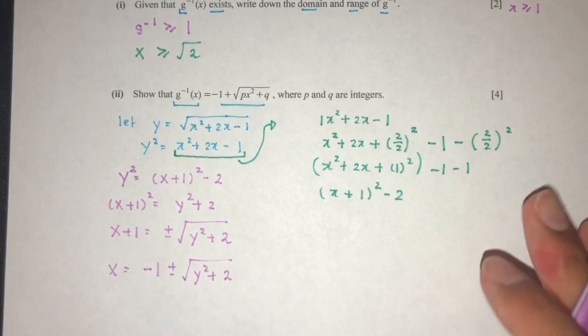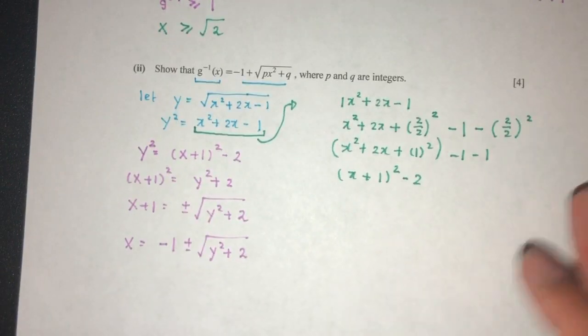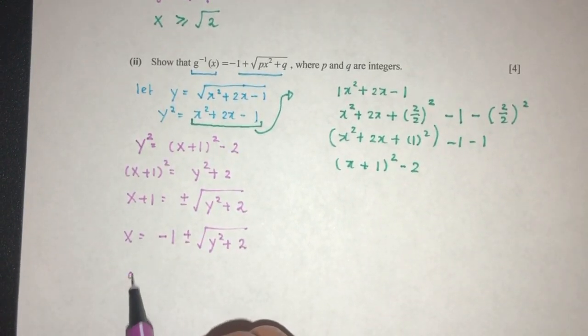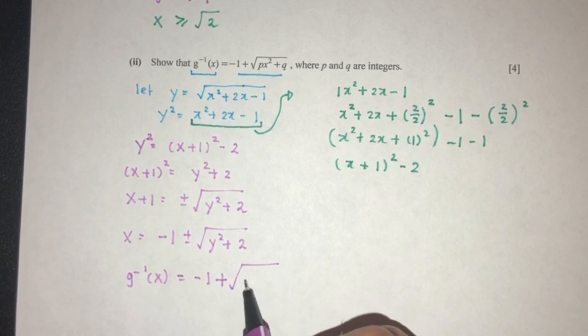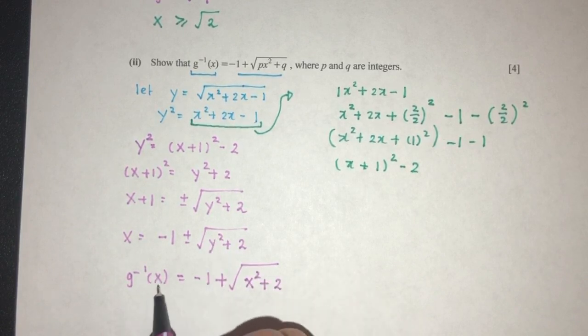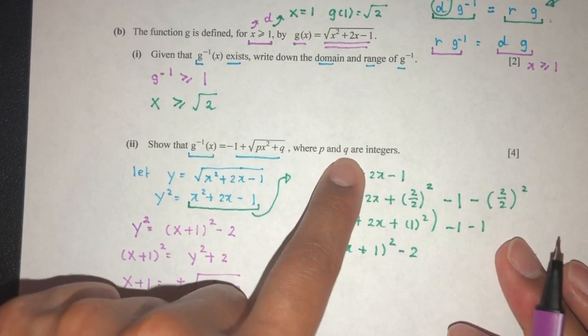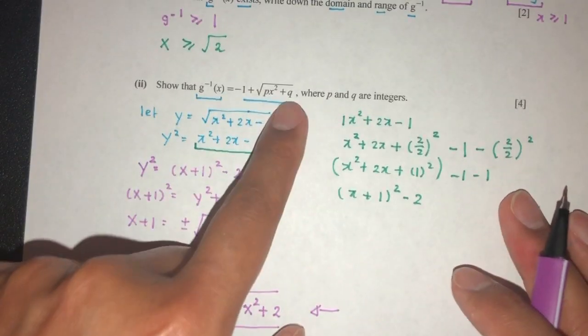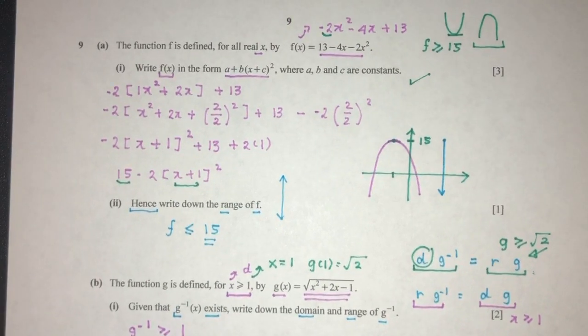Now we do see that the domain has to be more than root 2, on the positive side, obviously. So g inverse of x has to be minus 1 plus this value over here. Obviously, you have to change the y to x because it is in terms of x. And this is shown as required right here. p and q are integers. p is 1, q is 2. And that will be your question number 9.